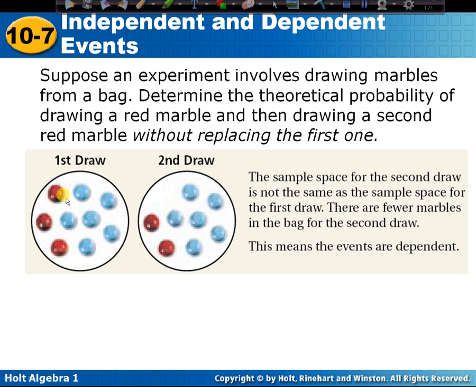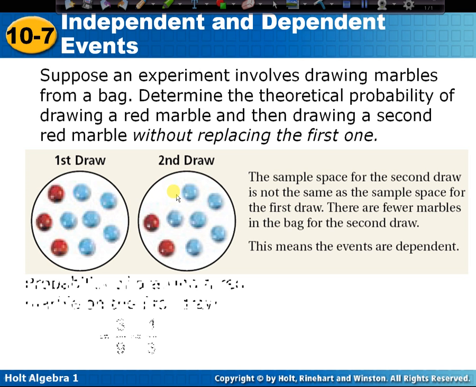Basically, if we're not replacing them, then here there's 3 red marbles in this bag, and then there's a total of 1, 2, 3, 4, 5, 6, 7, 8, 9 marbles total. So that's what it looks like the first time I go to draw out a marble. Now, if I take a red marble and I don't put it back, the second time I go, there's 1 less red marble, and there's 1 less of the total number of marbles in my bag. So that affects my probability the second time.